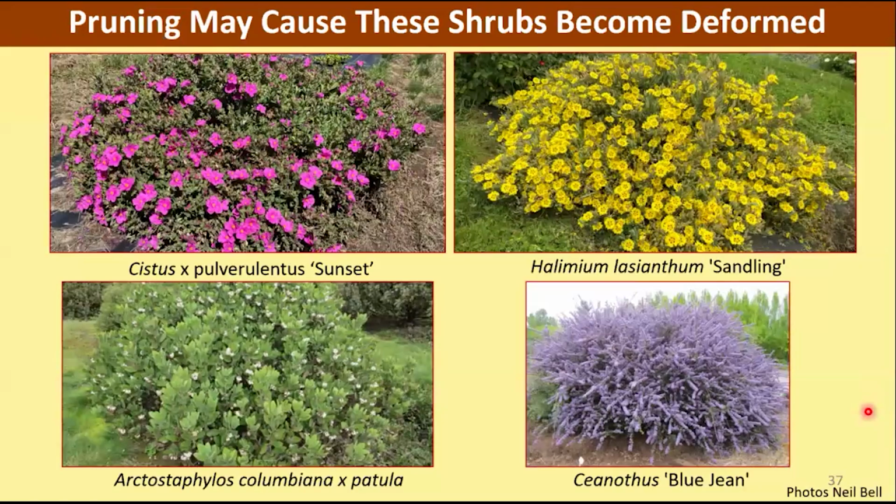Some shrubs don't like pruning very well, and it's difficult to prune them without destroying their natural form. These are some examples here: Cistus, Helianthemum, Ceanothus, and Arctostaphylos. Really, the best way to make sure these shrubs stay in good form is to put them in a location where they have plenty of room to grow.